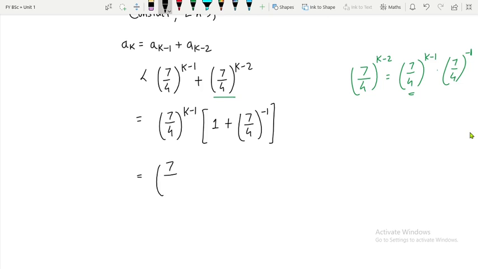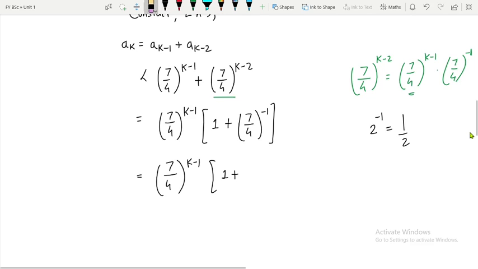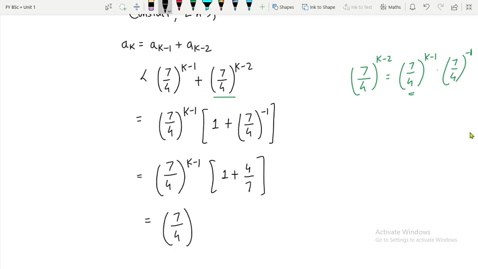So this is equal to 7/4 raised to k minus 1, inside the bracket 1 plus, but what is 7/4 inverse? What do you mean by inverse? 2 inverse is nothing but 1 upon 2. So what will be 7/4 inverse? Simply take the reciprocal of that. And what is the reciprocal? 4/7. So this is equal to 7/4 raised to k minus 1, and if you simplify it, you will get 11/7.